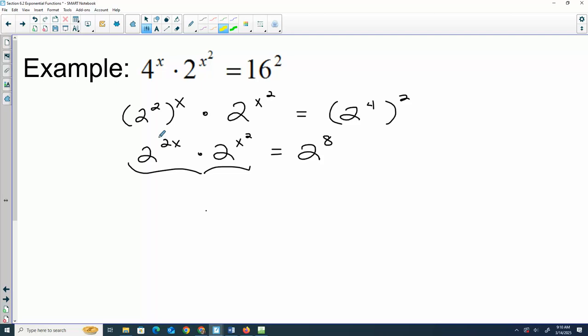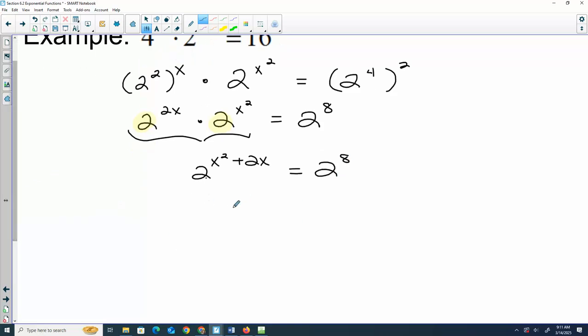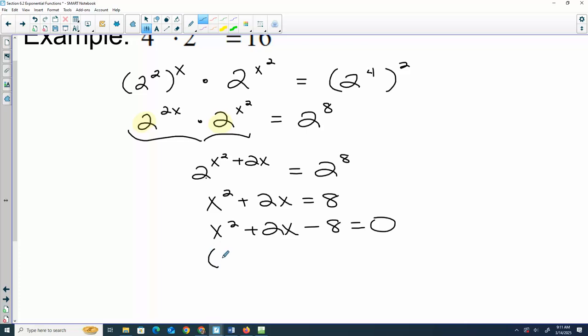My bases are now the same, so I can multiply them together. When you multiply, what do you do with your exponents? Add them. The base doesn't change, but you add your exponents. So now we can set the exponents equal to one another. Subtract our 8. What multiplies to negative 8 and adds to positive 2?